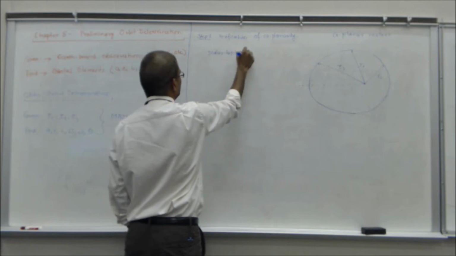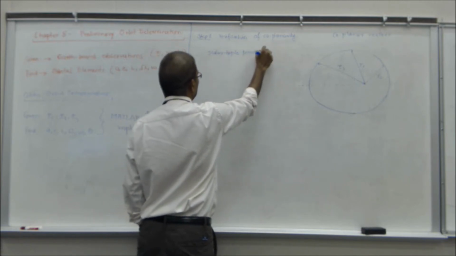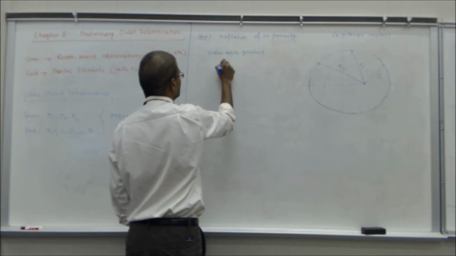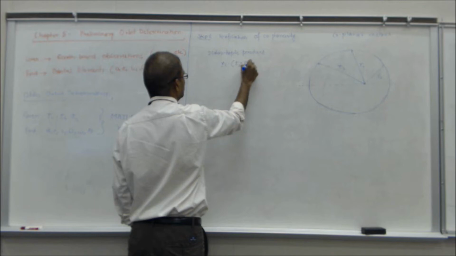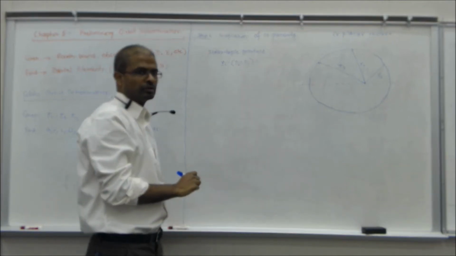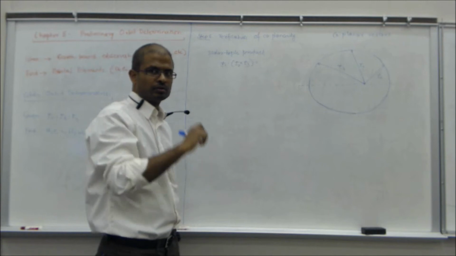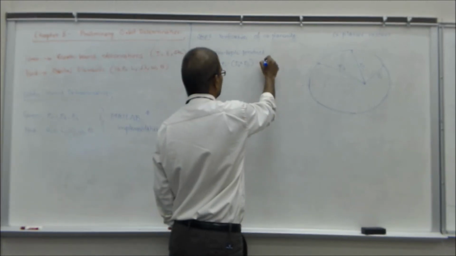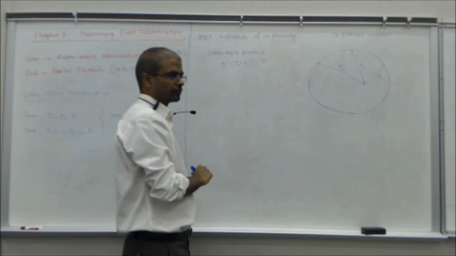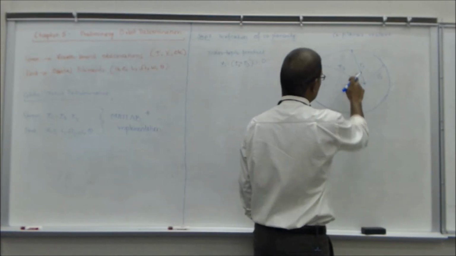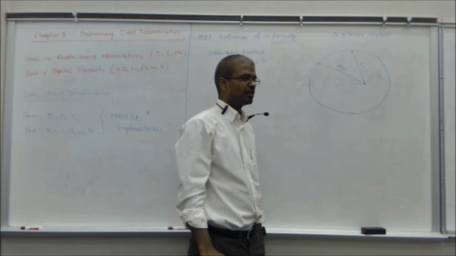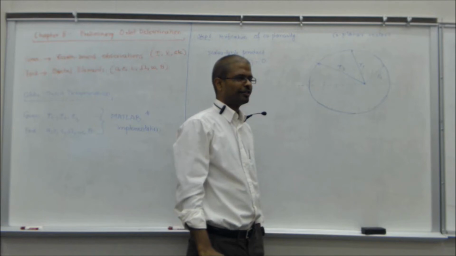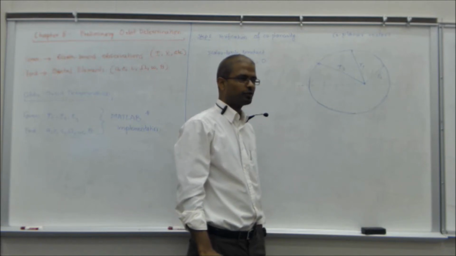Right? What do you mean by scalar triple product? You have R1 dotted with R2 cross R3, and this should be equal to 0, right?